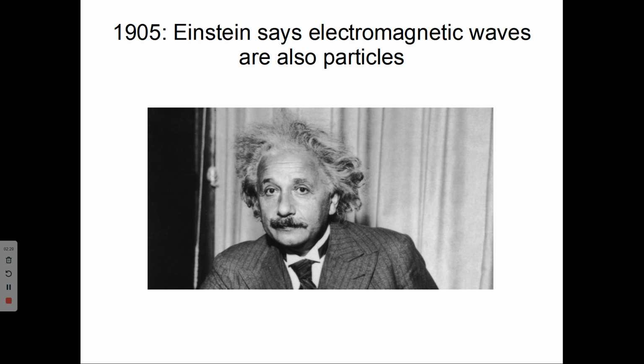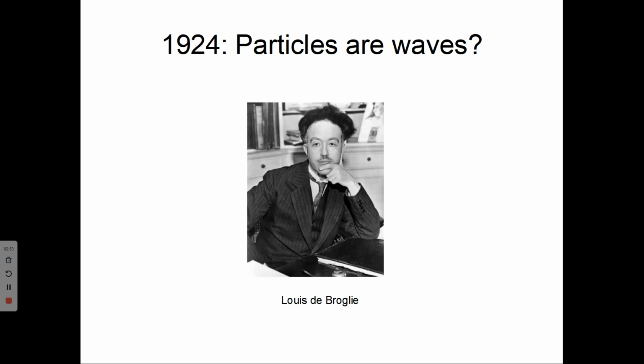So, a little bit of background from episode one. We have in 1905, Einstein says electromagnetic waves are also particles in some sense. And that was based primarily on two experiments, black body radiation and the photoelectric effect. But then we move on to 1924, and we have this French physicist, Louis de Broglie, who proposes the idea that elementary particles are, in some sense, waves.